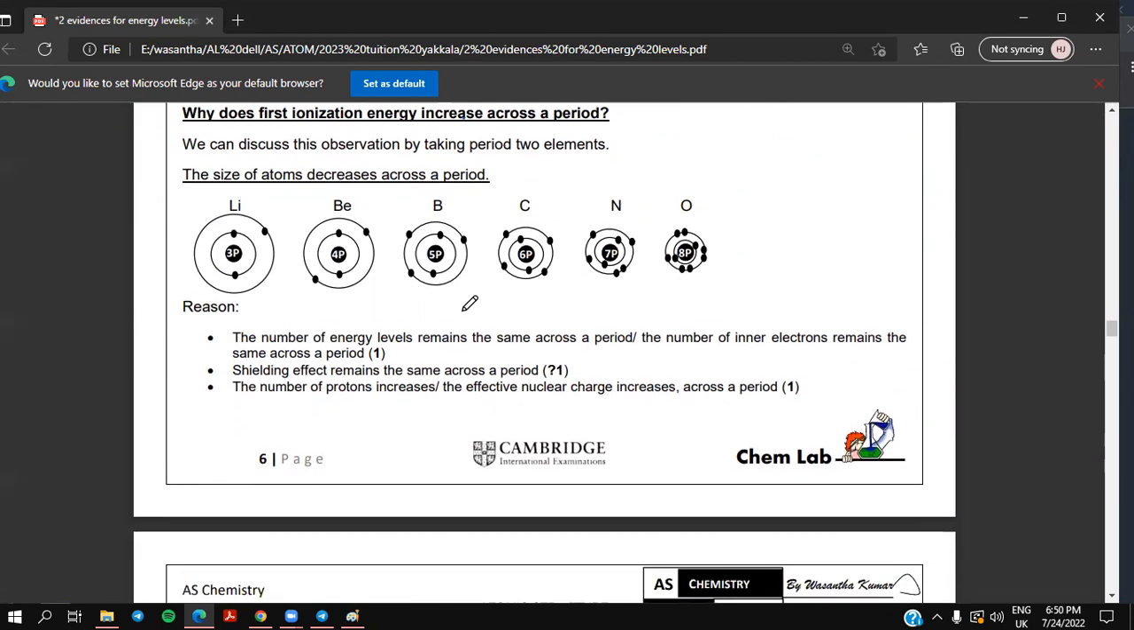What is the reason now? Now we can pull all the things we have discussed so far to explain this. Why does atomic size decrease across a period? Reason: if you take elements in a single period, now here we have period two elements and all have two energy levels. Only two energy levels are there. The number of energy levels remains the same across the period, or the number of inner electrons remains the same across the period. In the exam, you can write one of these points.